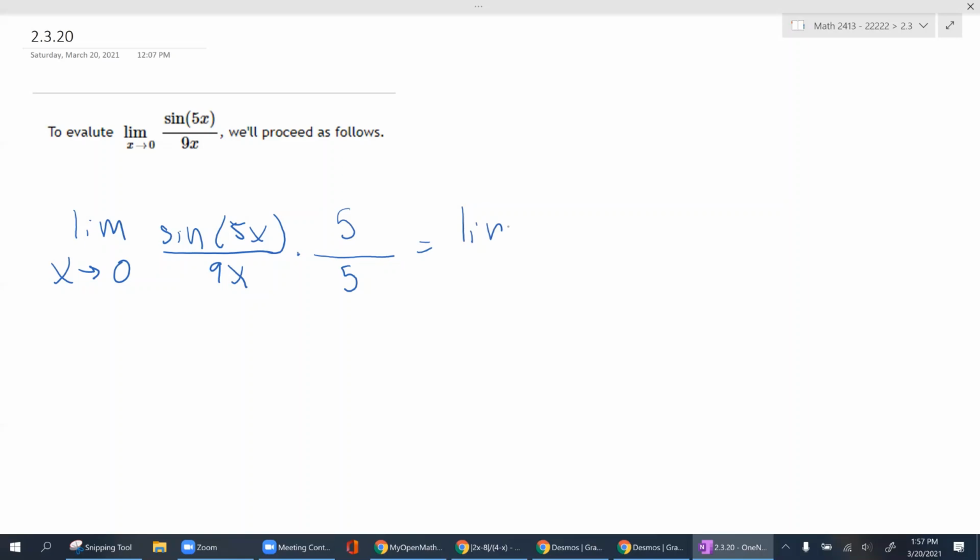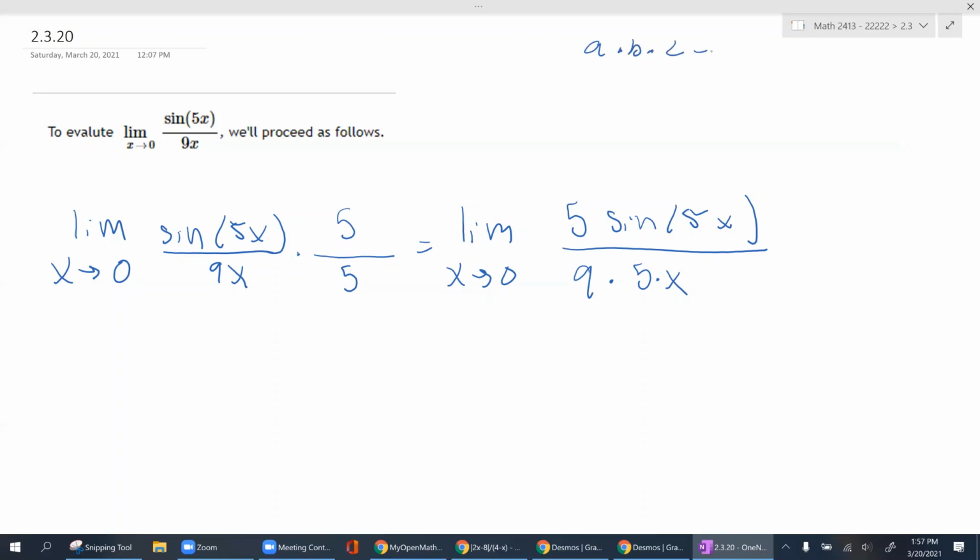So I have the limit as x approaches 0 of 5 sine of 5x over 9 times 5x. And 9 times x times 5 is the same thing, because if everything's multiplying one another, they always give me the same answer. So the order wouldn't matter. 2 times 2 times 2 will always give me 8. 6 times 4 times 3 will always give me the same value. It doesn't matter if I start with the 6, the 2, or the 4.